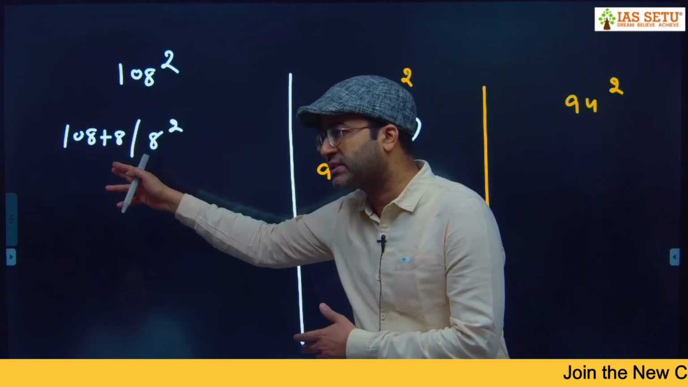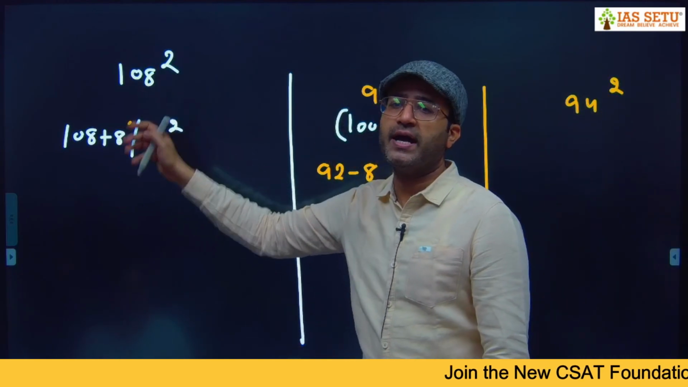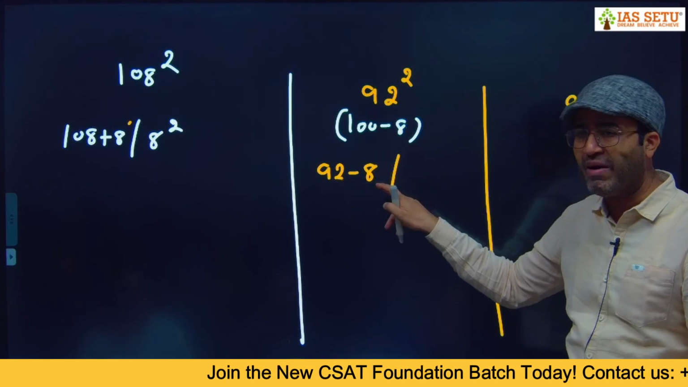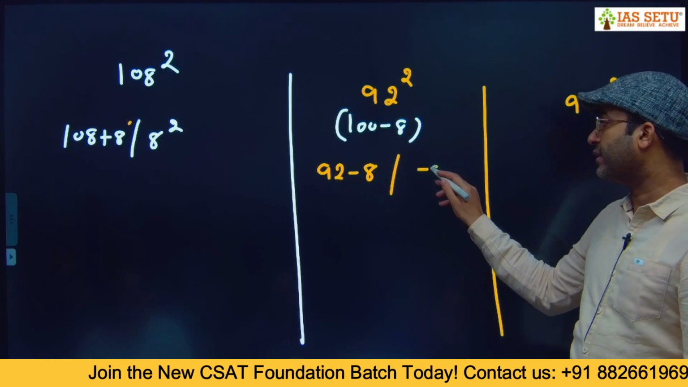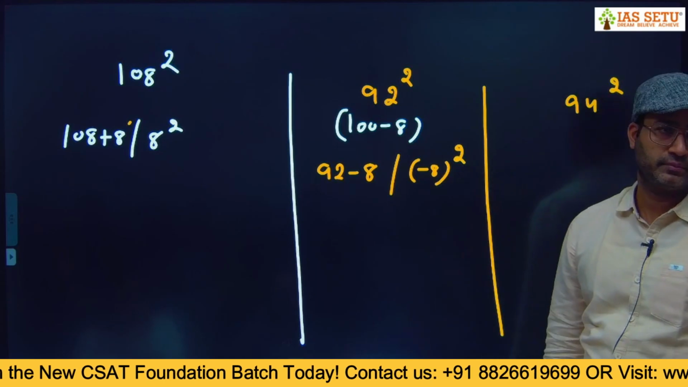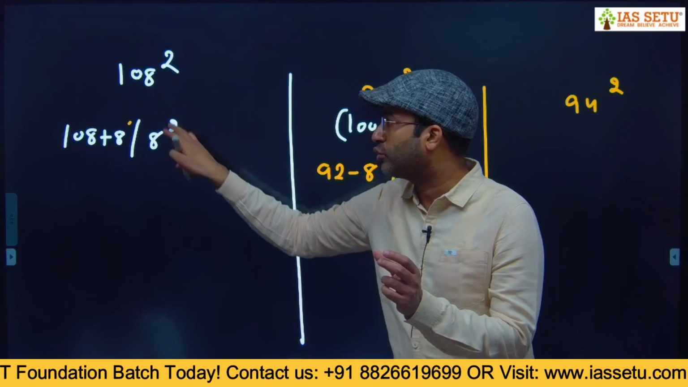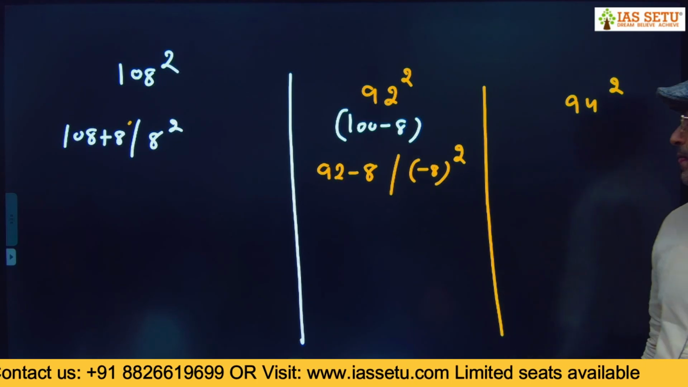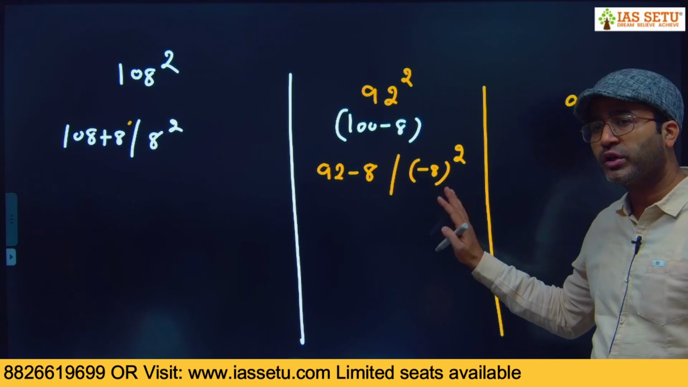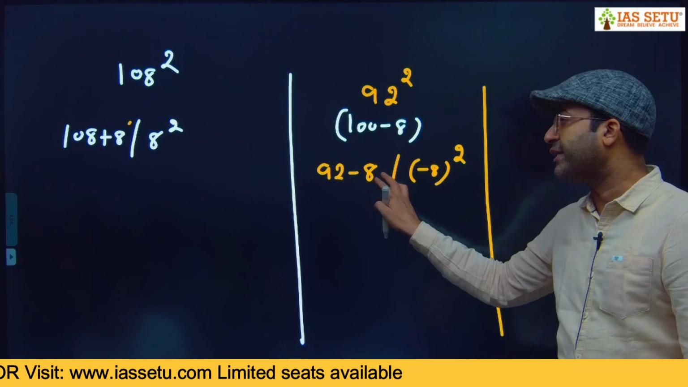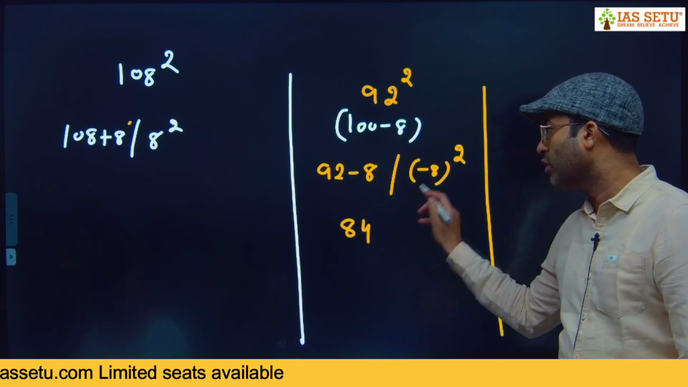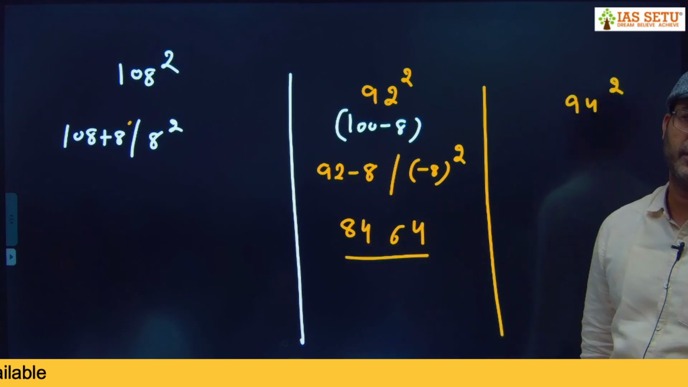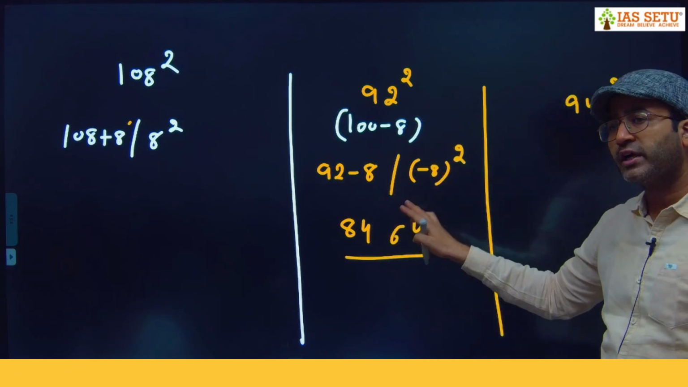Here we take plus 8 because it is 8 extra as compared to 100. It is 8 less as compared to 100. So you have to do minus 8. And here it is minus 8 square. Here there is plus 8, so here there is minus 8 because our value is actually 100 minus 8. But here thankfully minus 8 square is plus 64 only. What is 92 minus 8? 84. What is 8 square? 64. Nothing to carry forward. This is our answer.